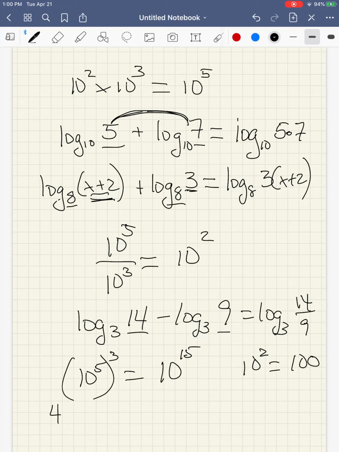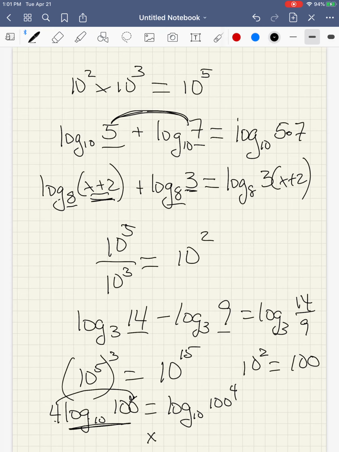Okay, so now let's look at this. If I have 4 times the log base 10 of 100, this 4 is actually an exponent on here because it's being multiplied times the logarithm. So it's the same thing as saying log base 10 of 100 raised to the 4th power. Okay, and then lastly, if I have x times the log base 10 of 100, then that would be the same thing as log base 10 of 100. X is multiplied, so it's an exponent. So log base 10 of 100 to the x.